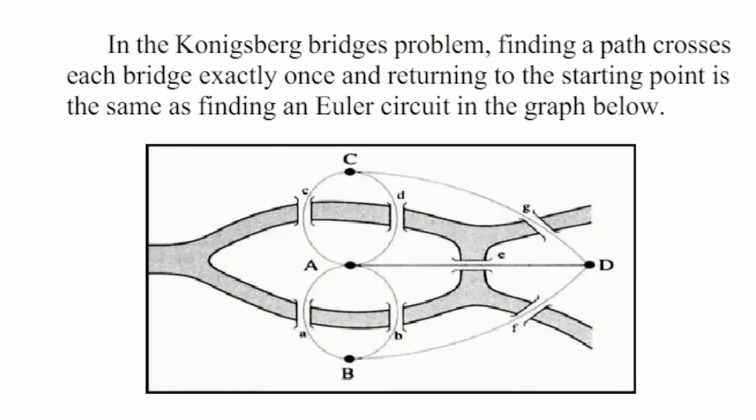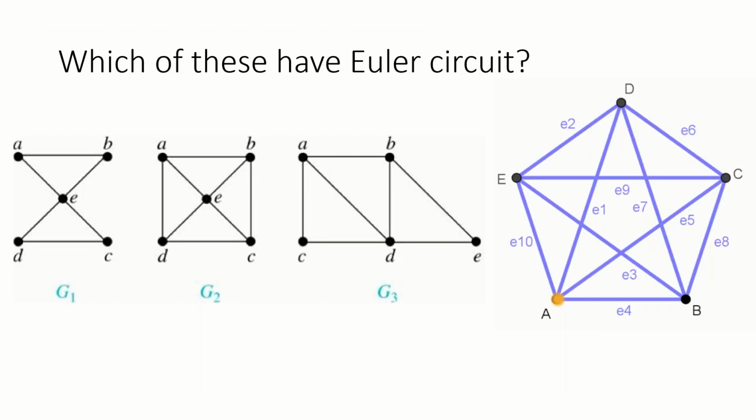Now in the Königsberg bridges problem, finding a path that crosses each bridge exactly once and returns to the starting point is the same as finding an Euler circuit in the graph below. And this is impossible according to Euler. Now, additional examples. Which of these have Euler circuit? So you may pause the video if you want to solve this activity.